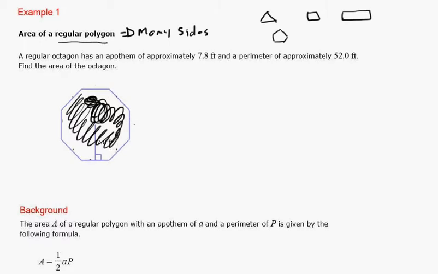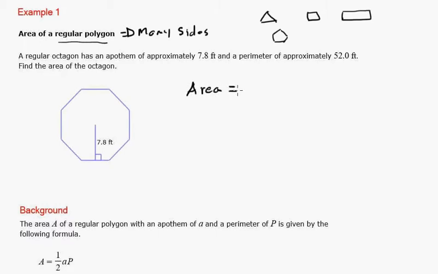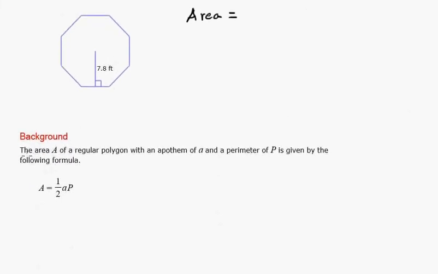6, 7, 8 sides. And let's say you wanted to buy carpet for it. So how much carpet do we need would be the question. We want to find the area of this polygon. So we have a formula. The area A of a polygon is the apothem times the perimeter. You should know that the perimeter is the distance all the way around. If you walked around this, it's the distance all the way around.